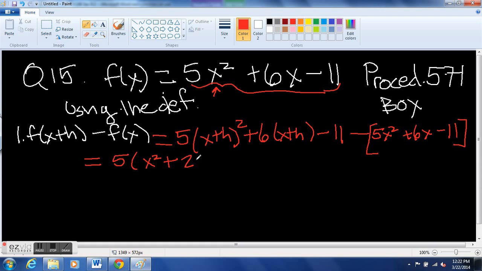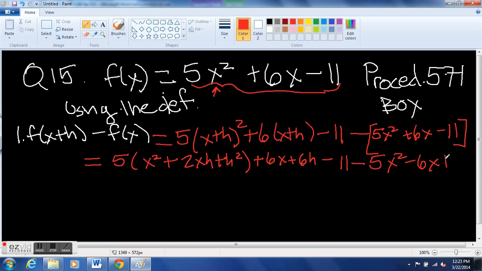This is 5 times x plus h squared, which is x squared plus 2xh plus h squared, 5 times all of that, plus 6x plus 6h minus 11 minus, now we have to be careful with our minuses, 5x squared minus 6x plus 11. What happened? A minus is a plus.